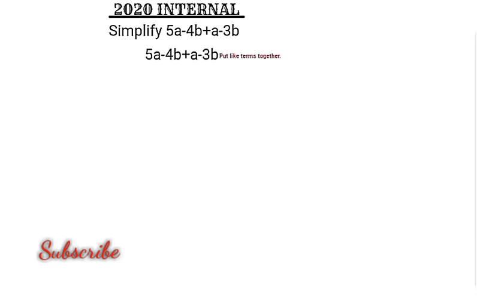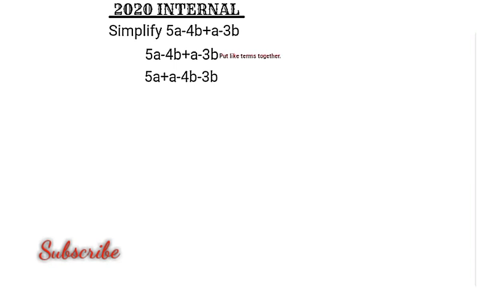Once we have done that, we will see how we can simplify it. So we put the like terms together. I'm going to write 5a there. Then I'm also going to look for a term that has a in it. As you can see, there is plus 1a, then minus 4b, then minus 3b. Now I've put these terms according to their likeness.